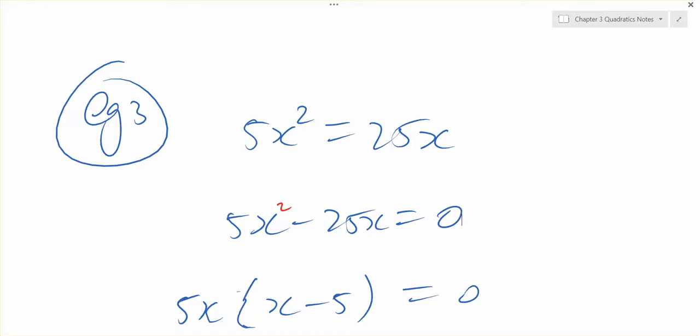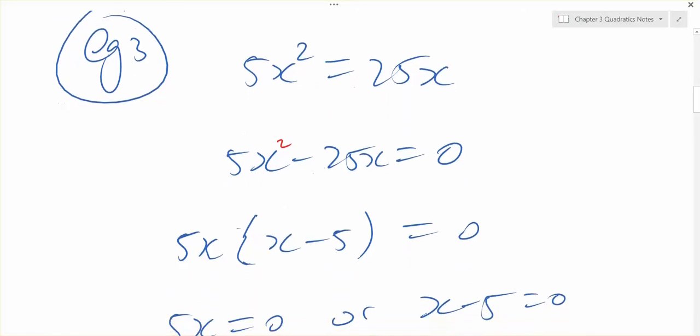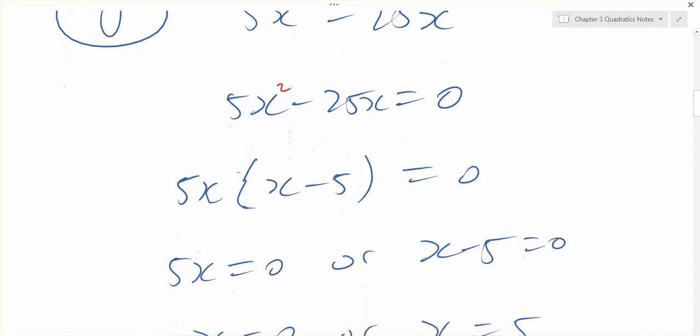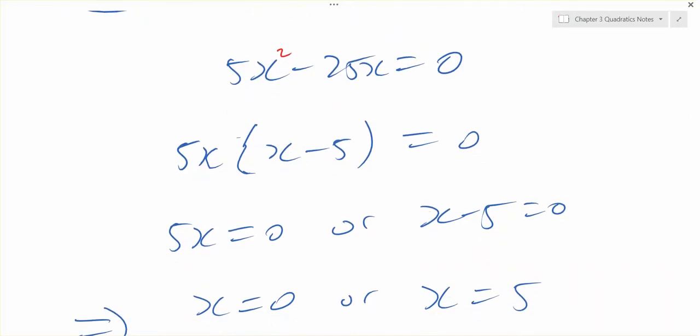Again, by the null factor law, if I have something times something equals 0, then the first something equals 0, or the second something equals 0. The first something is 5x, and that equals 0. The second something is x minus 5, and that equals 0. So we can solve for x, and we get x equals 0 or x equals 5.